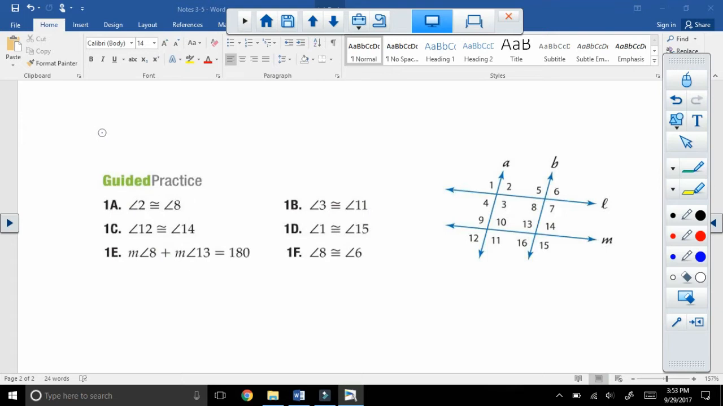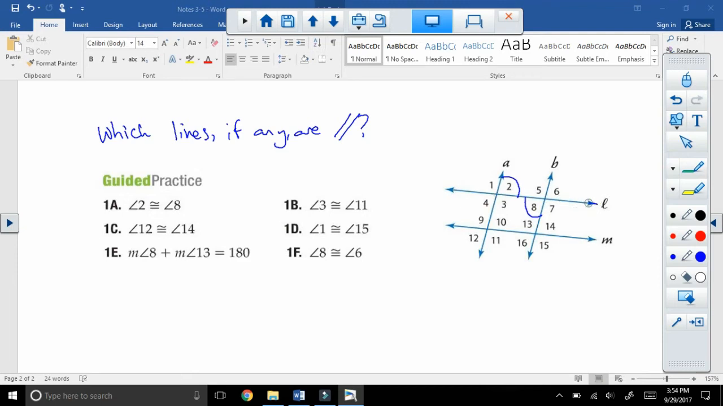The directions for these will say things like, which lines, if any, are parallel. So when I'm looking at these, I'm going to look at each pair of angles separately, and I'm going to mark them on the picture to see what they have. So for this first one, I have angle 2 congruent to angle 8. Well, what I'm going to do first is locate where the transversal is that both of these are on.